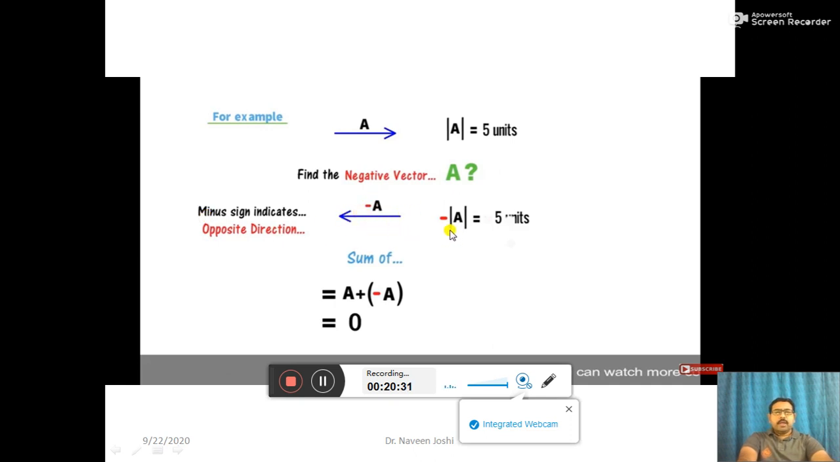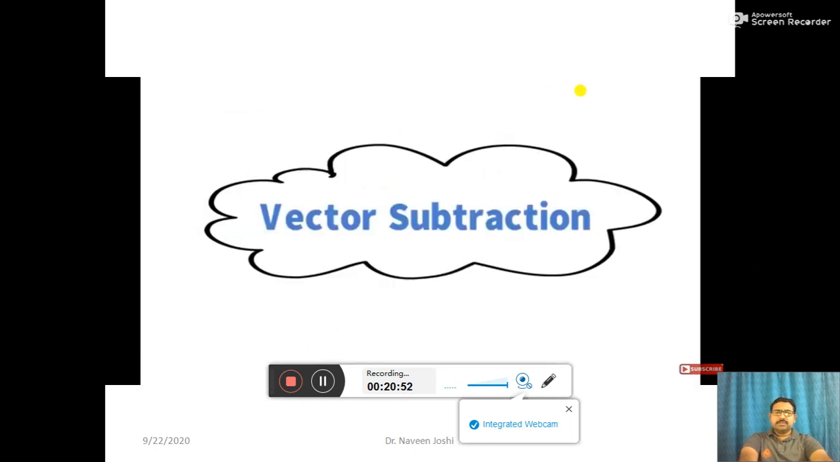Okay, and here minus A also has 5 units, because magnitude will not change, only direction will change. So the magnitude remains the same, therefore the magnitude of the minus A vector is also 5 units. And if you add A plus minus A, you get the result 0.